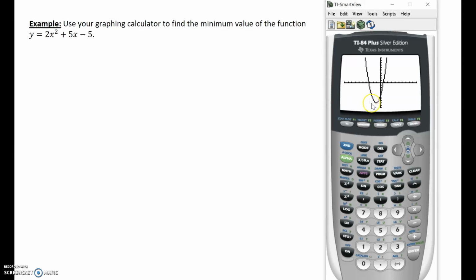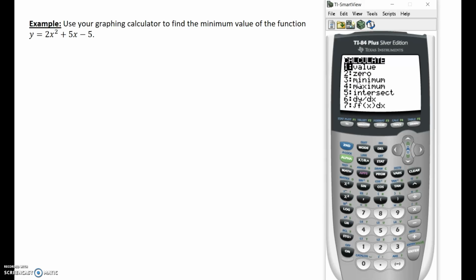Okay, so to find that minimum value, anytime we're analyzing a graph, we're going to use the second and calc function. We've used it before, we're going to use it again. So second and calc. Now, the previous time we used it, we were trying to find out where the graph crossed the x-axis, and that was the solution of the equation when the equation is equal to 0, and we used 2, 0 for that. We're now trying to find the minimum value of this function, so we're going to hit 3 for minimum.